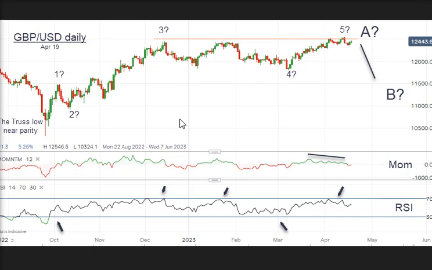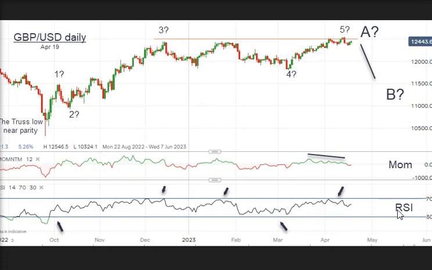This is the cable, or pound sterling against the US dollar, and this is the daily chart. This is the point I want to emphasize. This spike low here is the Liz Truss low. This is a very infamous event last year in September. It spiked down to 103, and since then it's engaged in a mammoth rally up to this level here. That's about a 25% rally since September, which I think is very impressive.